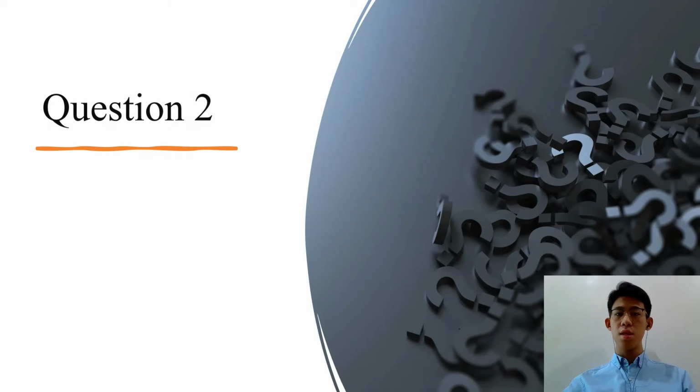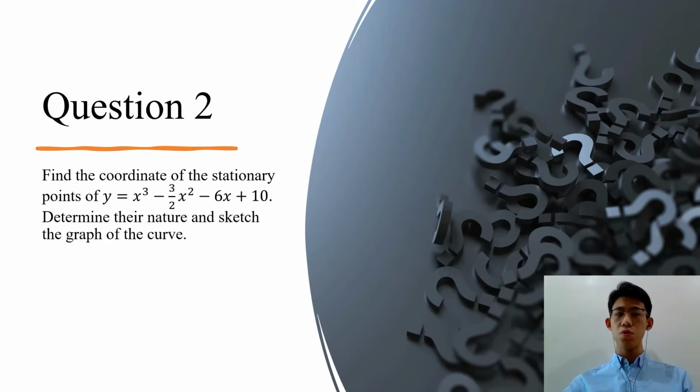Thank you Ming Hei. Now we need to proceed to our question 2. For question 2, we need to find the coordinates of the stationary points for the equation y equals x cubed minus 3 over 2 x squared minus 6x plus 10. We also need to determine the nature of the stationary points and sketch a graph of the curve.